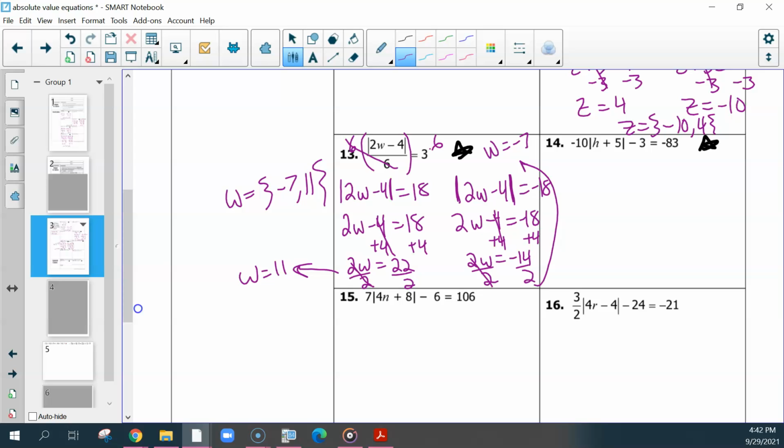Number 14 looks a little complex because it has a number right outside and something else, but it's really the same. We need to get rid of both negative 10 and negative 3. I would say get rid of the negative 3 first, because if you try to get rid of the negative 10 first, you would need to multiply both sides by negative 10, and then you end up with bigger numbers than you really want. So let's add 3 to both sides.